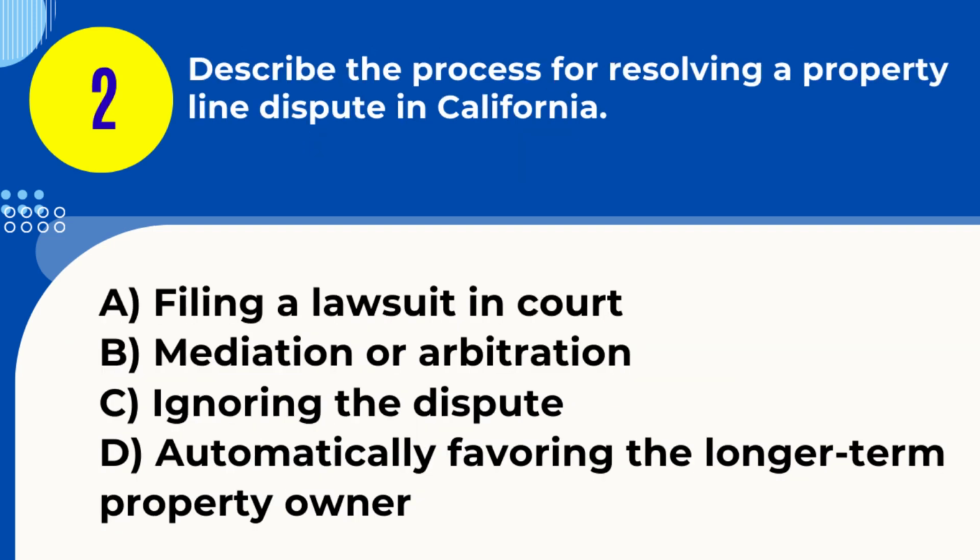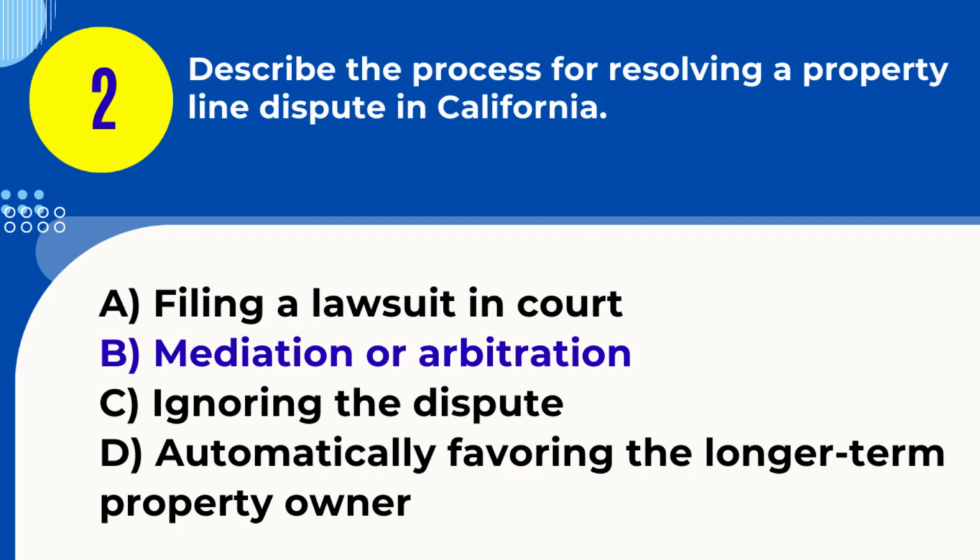Question 2. Describe the process for resolving a property line dispute in California. A. Filing a lawsuit in court. B. Mediation or arbitration. C. Ignoring the dispute. D. Automatically favoring the longer-term property owner.